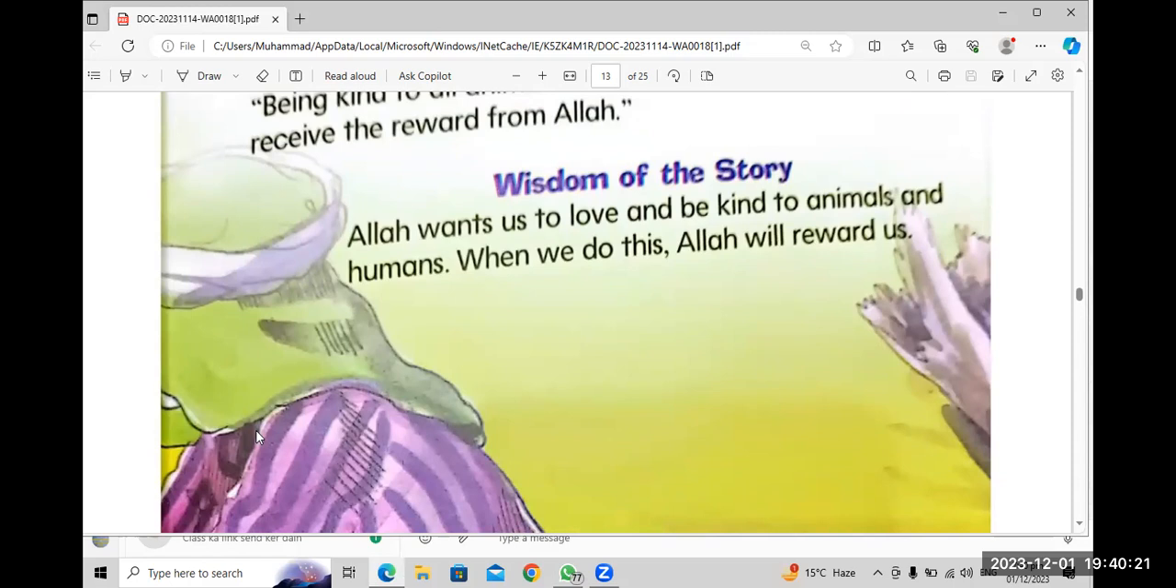Us to love and be kind to animals and humans. When we do this, Allah will reward us. Yes, very good.